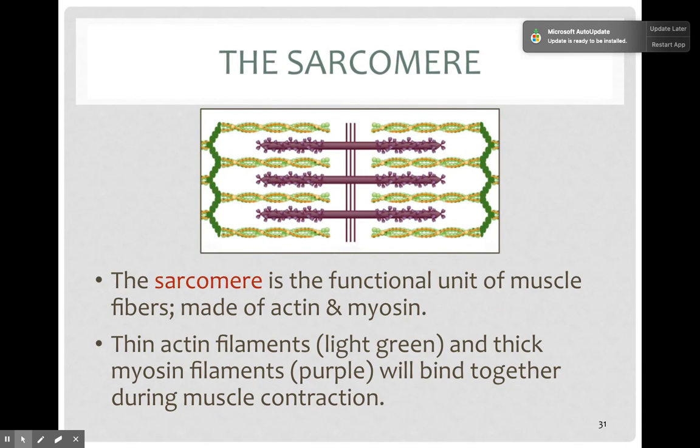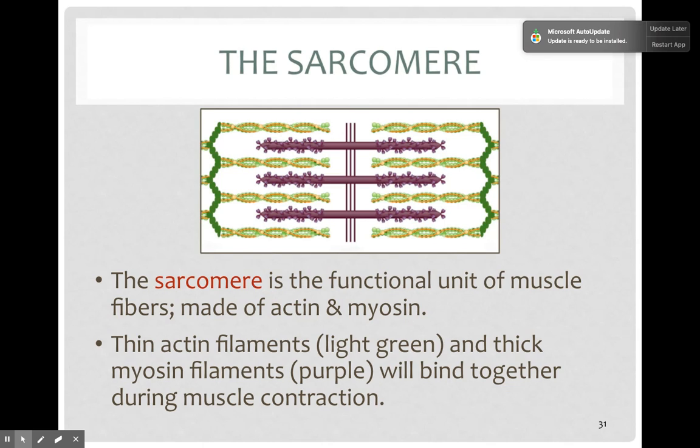Okay, just a couple more slides. There's something called a sarcomere. A sarcomere is the bundle of muscle fibers made of actin and myosin that function together. So this is a picture of a sarcomere. You have a worksheet that you'll work on today with labeling the sarcomere.